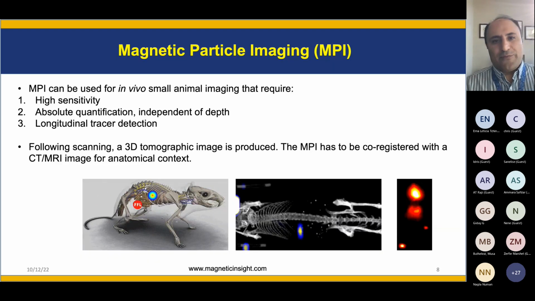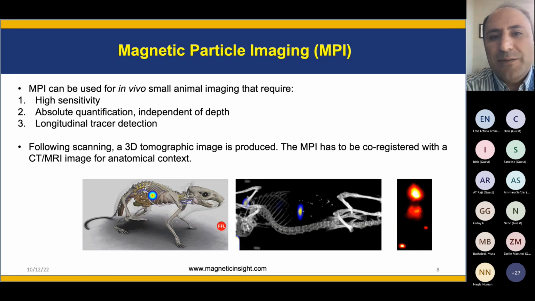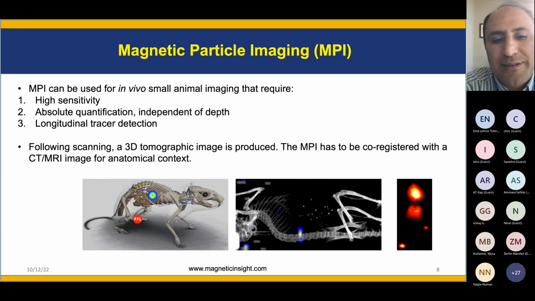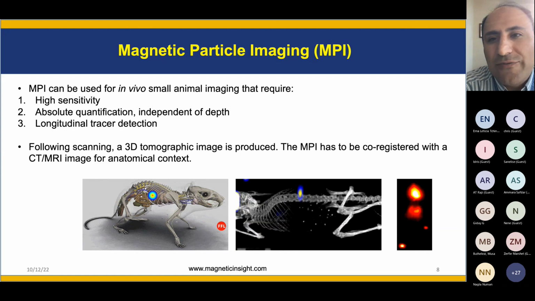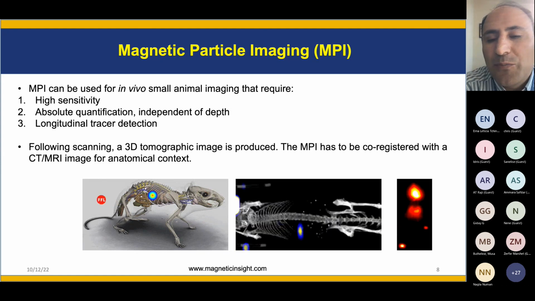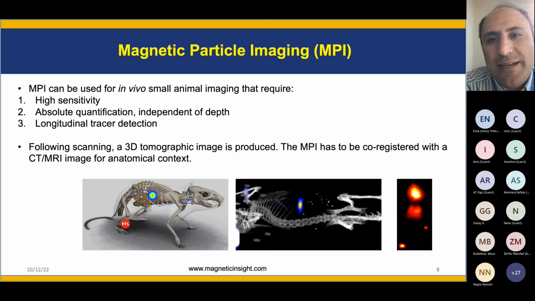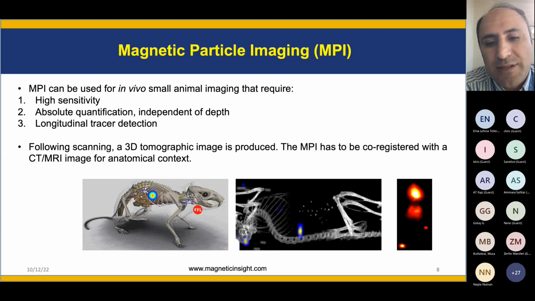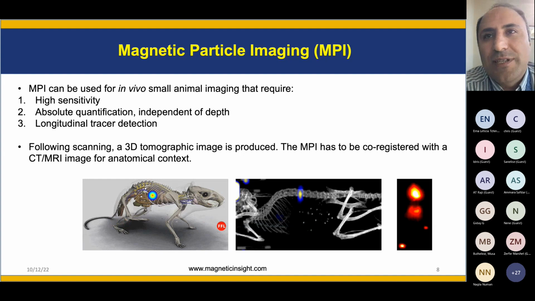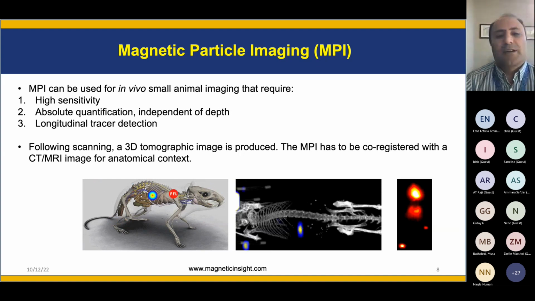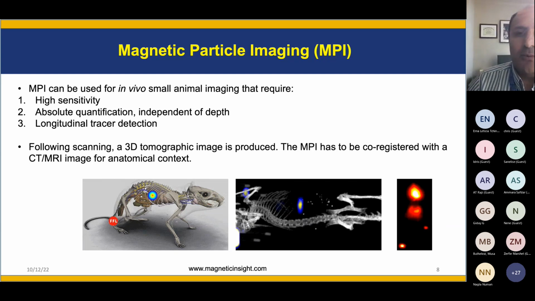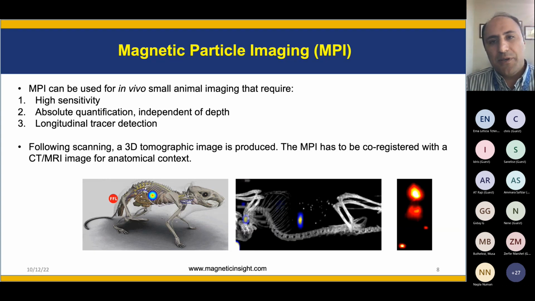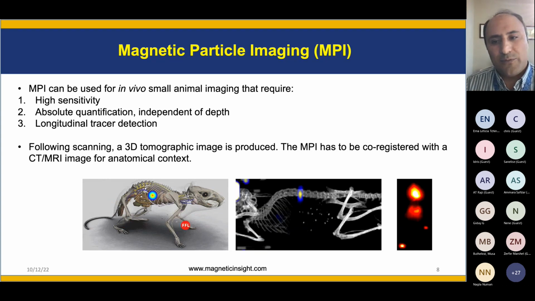So let me get into MPI, or magnetic particle imaging. The concept is somehow the same as MRI, but the physics of MPI and MRI are completely different. As I said, in MRI, we only look at hydrogen distributed across the body. And using the magnetic nanoparticle, we shorten the relaxation time of hydrogen. So MRI is the machine to look at hydrogen, but MPI is a machine to look at the magnetic nanoparticle.